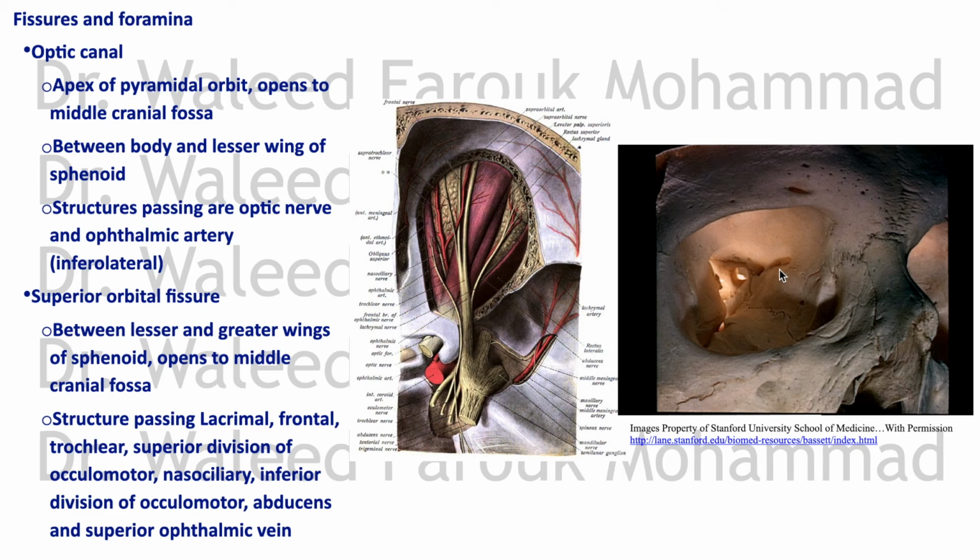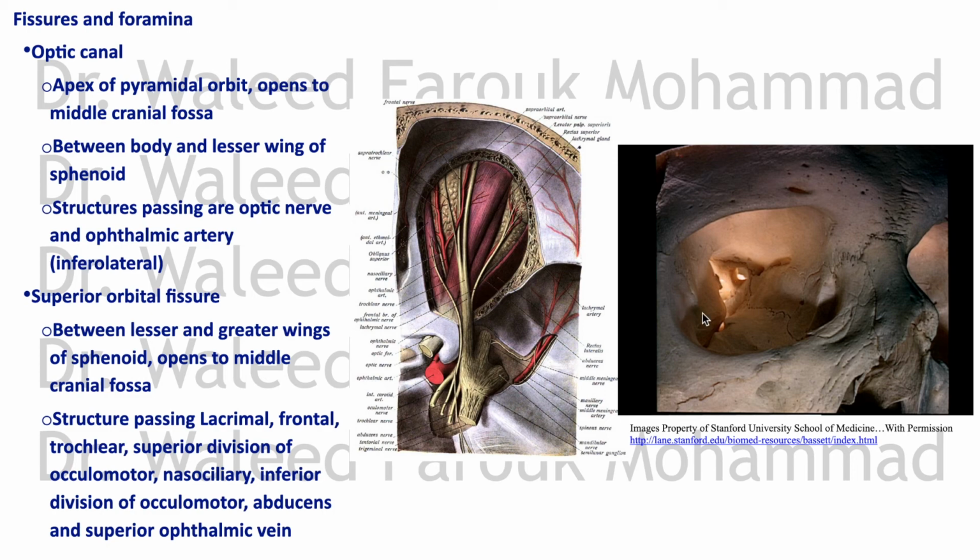Okay? We will study this when we get into the orbit. The superior orbital fissure is between the lesser wing of the sphenoid and the greater wing of the sphenoid, and structures passing in it are the lacrimal, the frontal, trochlear. You should learn them in sequence, in order, from lateral to medial.